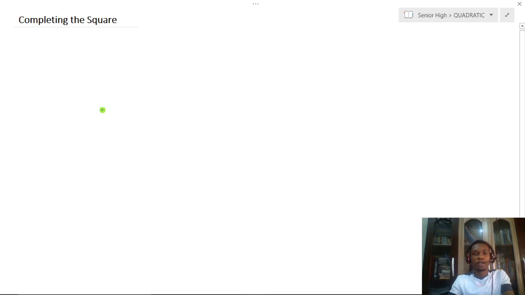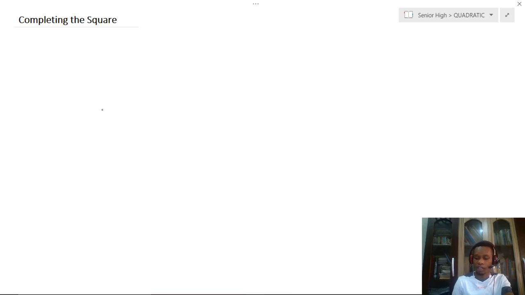Okay, hello class. We're done with factorization and we'll be entering into the completing the square method. Now, I noticed that most students are not very familiar with completing the square. So I'll tell you why we use completing the square, and okay, let's start with that. So why do we use completing the square?